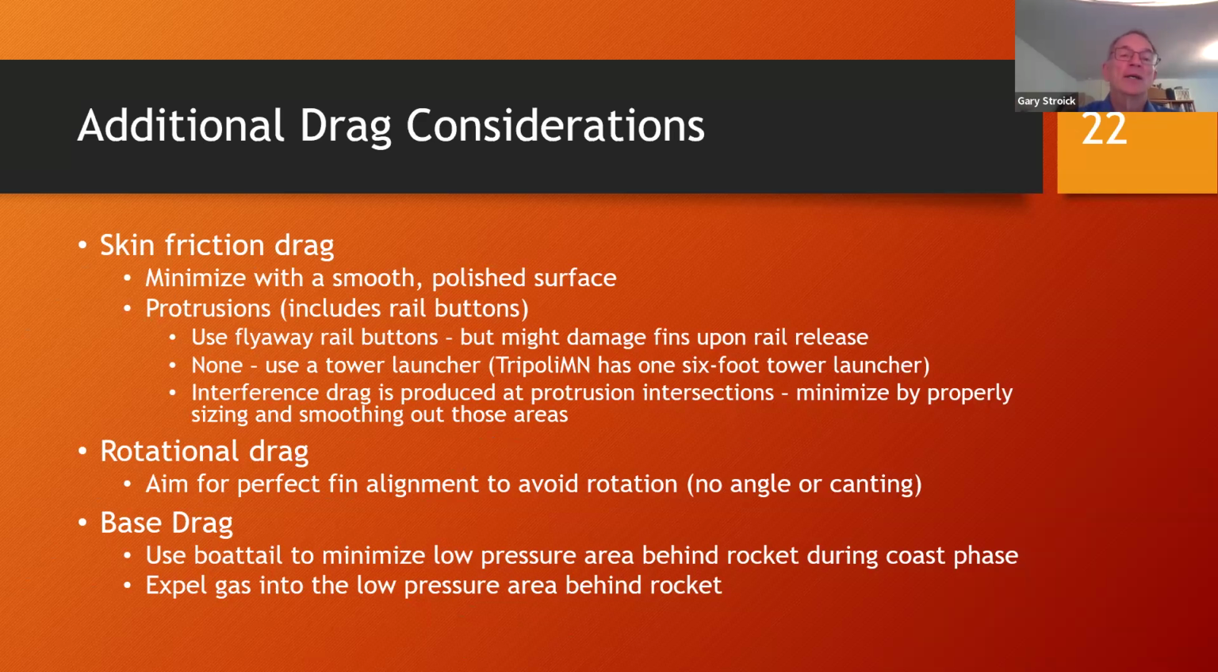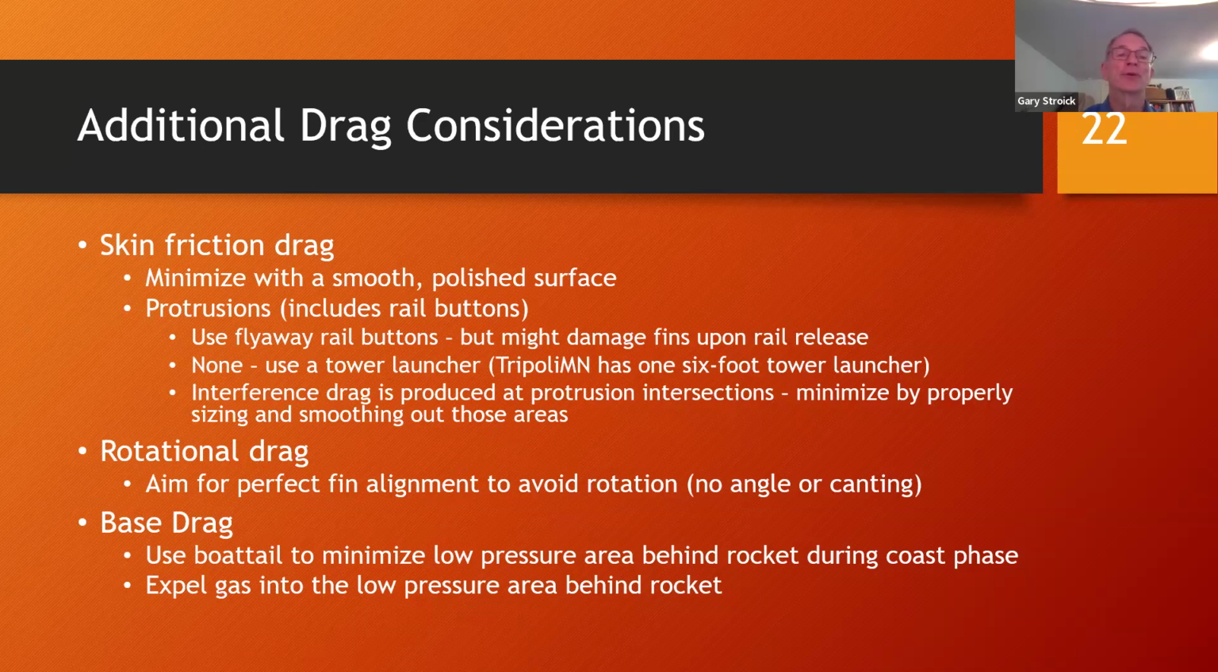So, protrusions. This includes a number of different items that protrude outside the airframe. Your fins are protruding, obviously, but you also have rail buttons and so on. You'd potentially have camera shrouds if you're putting a camera outside the airframe. Those are things that you need to consider.